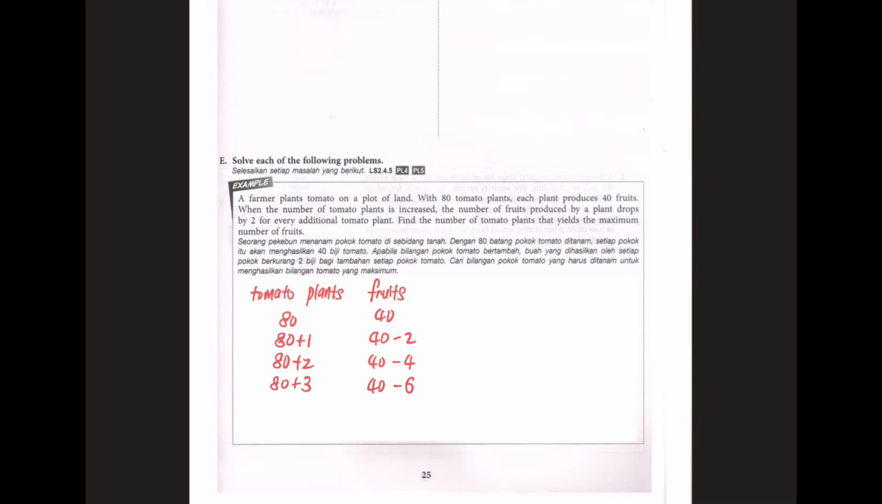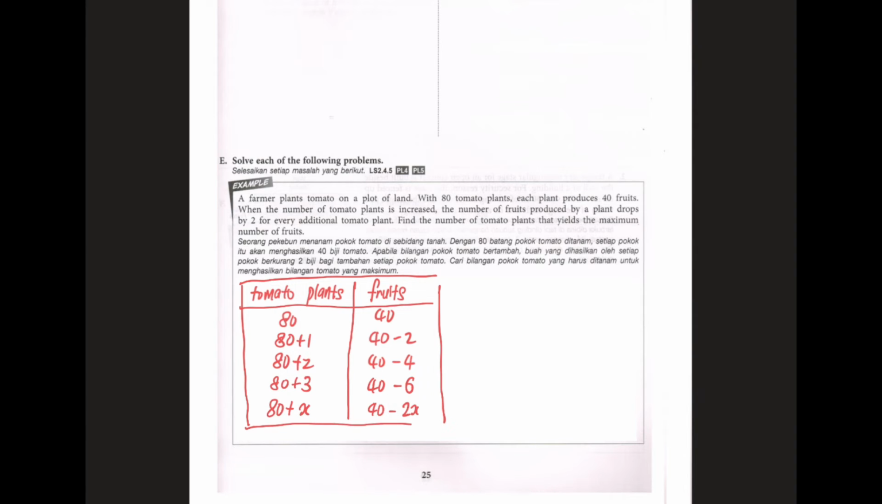So we can easily relate these two in this way. If this is 80 plus x, this is going to be 40 minus 2x. So that is how we relate these two. Okay, we get the relationship first. So once we get this relationship, then we can just do it like this.